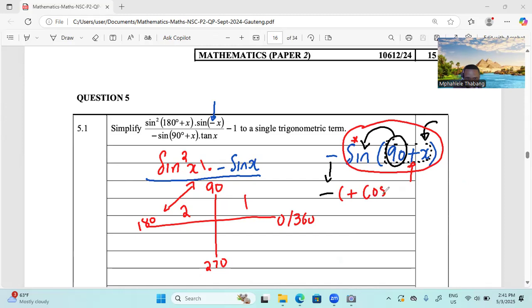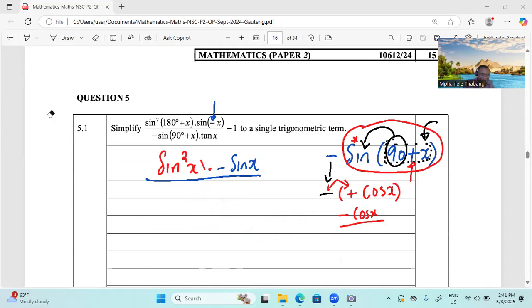Please don't say sine x. No, my trig ratio sine has to change. It has to change because of that 90. So actually I'm having negative cos x, because this negative times this positive gives me negative. So, okay, this guy here, negative sine 90 plus x, it's negative cos x times tan x.